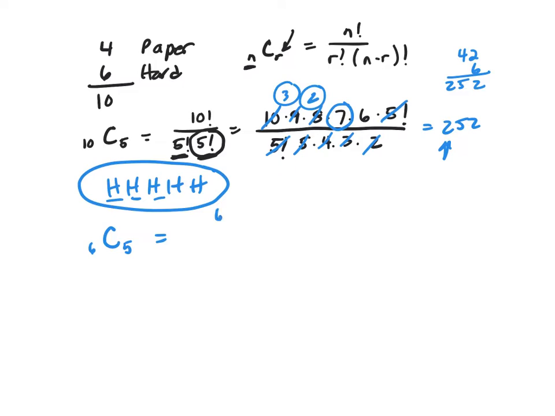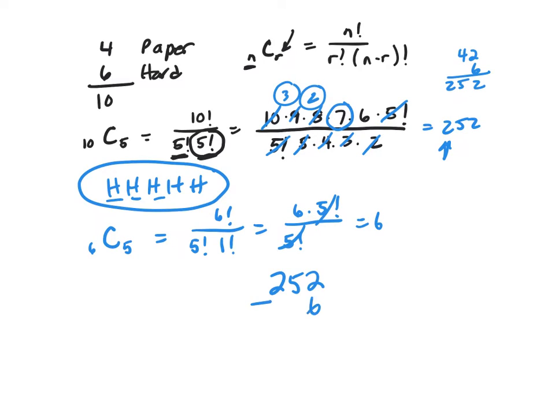What is that value? That's 6 factorial over 5 factorial times 6 minus 5 factorial, 1 factorial. That's 6 times 5 factorial over 5 factorial times 1 factorial. And that cancels, that's 6. So what is 252 minus 6? Well, 6 from 12 is 6. That's going to be 246. So there's your answer.